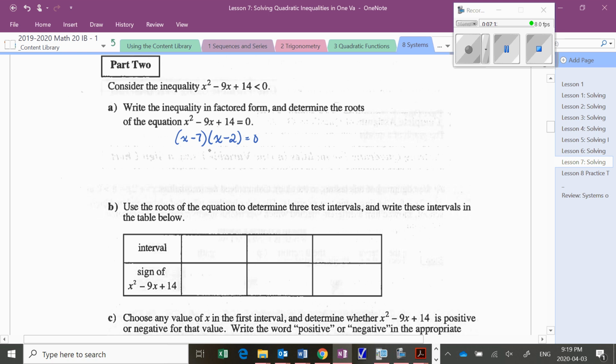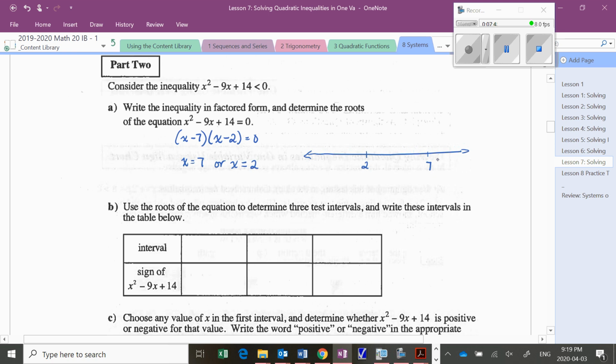So then that tells us that x minus 7 equals 0, which is x equals 7, or x minus 2 equals 0, so x equals 2. So our roots are x equals 2 and 7. Even if you wanted to get that visual on your graph, then you know that you've got 2 x-intercepts, one at 2 and one at 7.